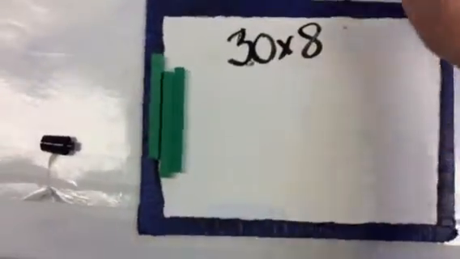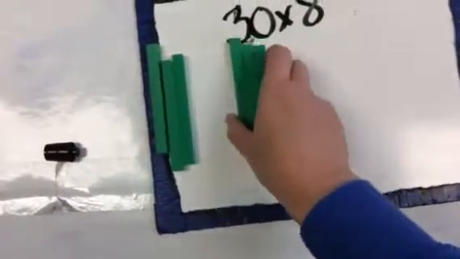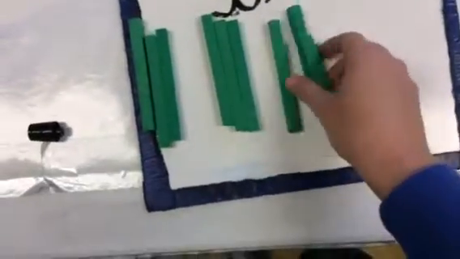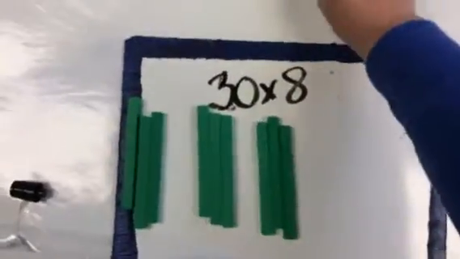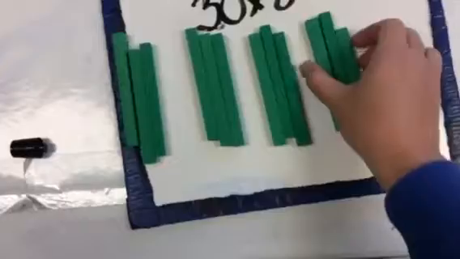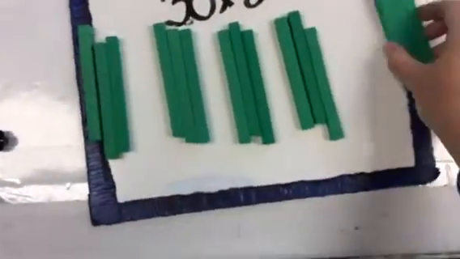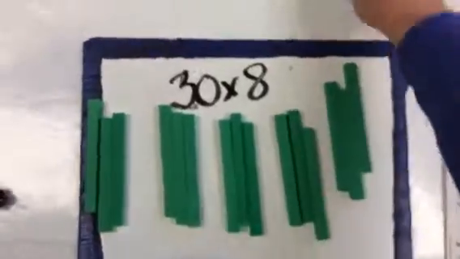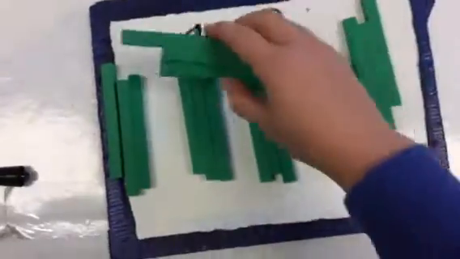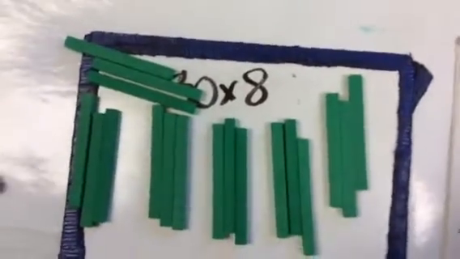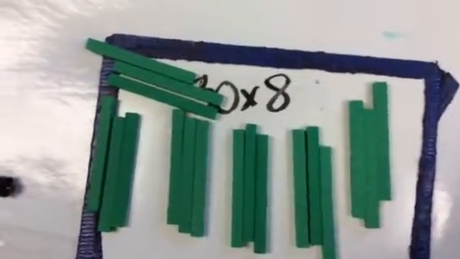There's one group of 30. There's 2 groups of 30. 3 groups of 30. 4 groups of 30. 5 groups of 30. 6 groups of 30. Oh, I'm out of 10s. I gotta open up some more.